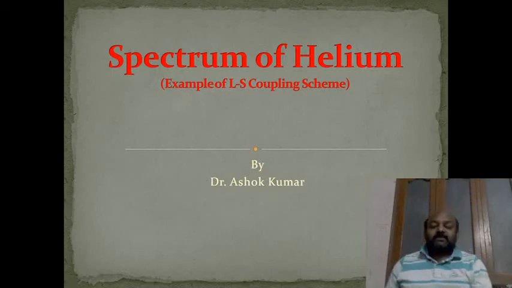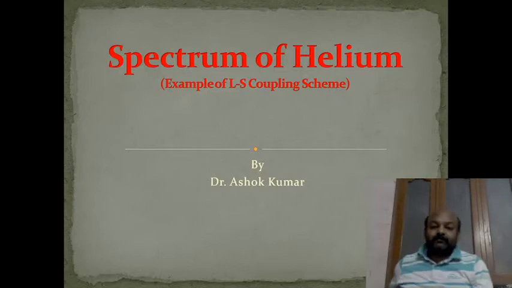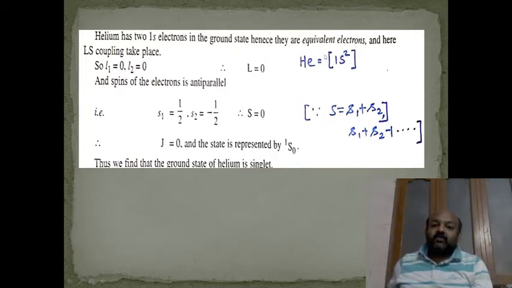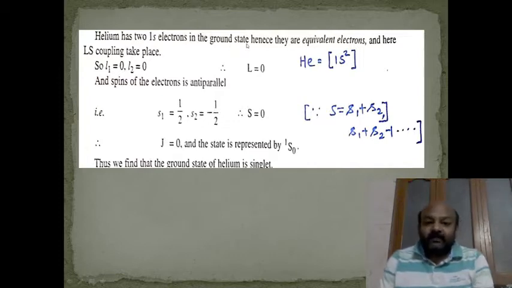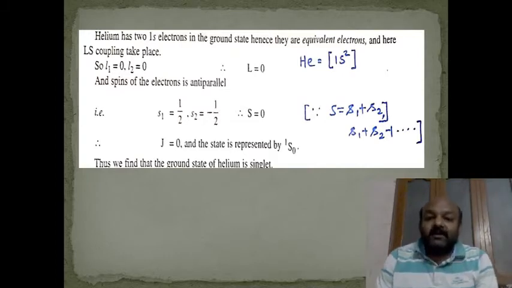Related to quantum mechanics. Here we will study the spectrum of helium, and we will try to study the detailed spectra of helium as an example of the LS coupling scheme. As we know, the atomic number of helium is 2. So when we write its configuration, it is 1s2. That is, both the two electrons are in the ground state. Hence, we can judge that these two electrons are equivalent electrons.